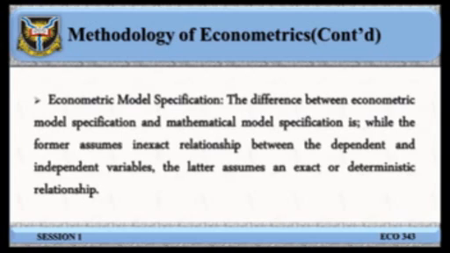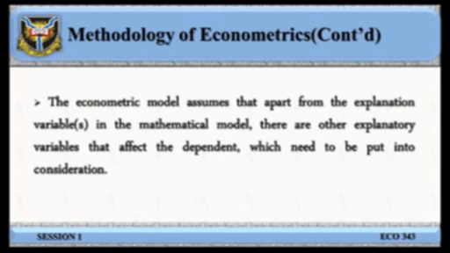3. Econometric model specification. There is a difference between econometric model specification and mathematical model specification. While the former assumes an inexact relationship between the dependent and independent variables, the latter assumes an exact or deterministic relationship. The econometric model assumes that, apart from the explanatory variables in the mathematical model, there are other explanatory variables that affect the dependent variable, which need to be taken into consideration.